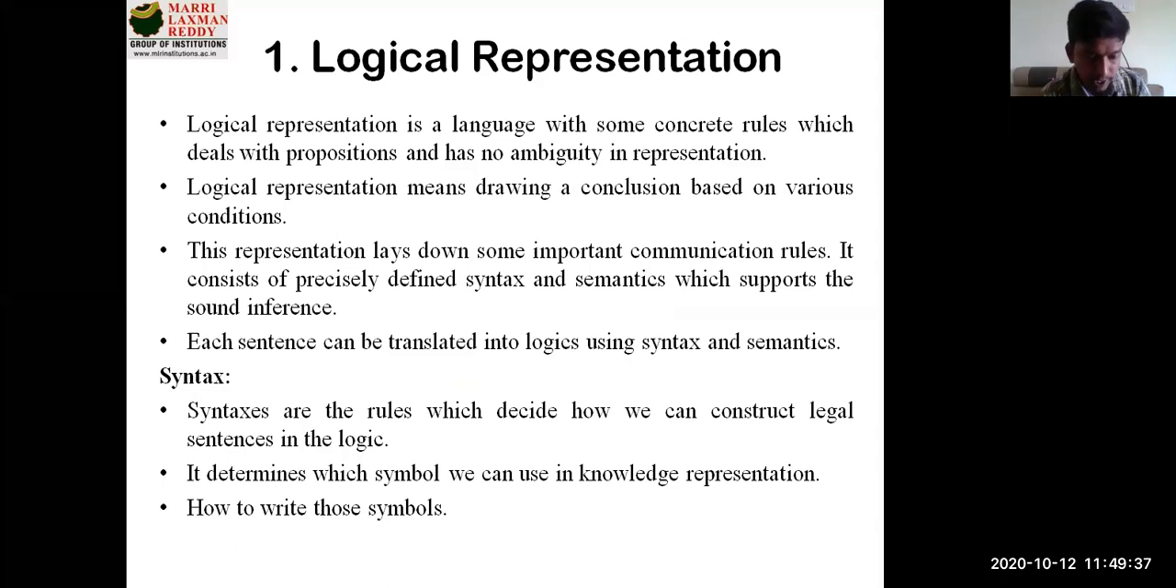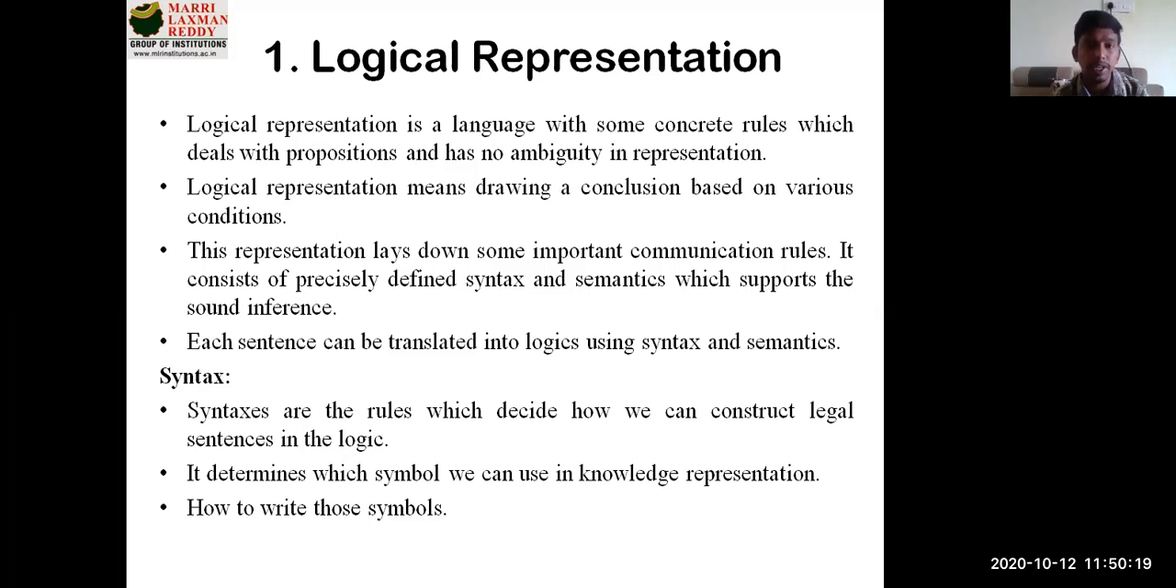Now let's talk about logical representation of knowledge. These are the things we have learned in unit 2, in the initial concept of logic programming. It talks about logical propositions, like propositional logic and predicate logic. A logic representation is a language with concrete rules which deals with propositions and has no ambiguity in representation. Whatever we discussed in the first part of your unit about logic programming is nothing but representing your knowledge with logical representation.